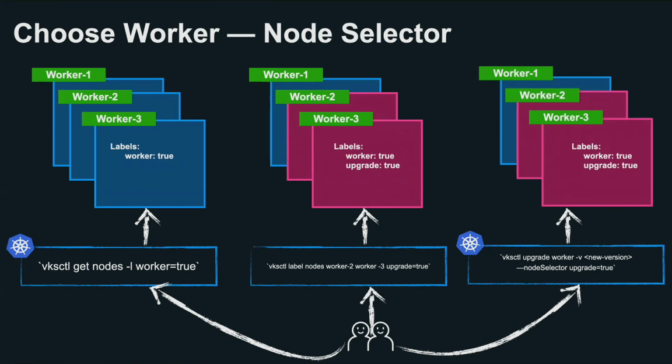One example here is that I used vksctl to label worker 2 and worker 3 with the label upgrade equals true. After I ran the final command, the vksctl upgrade worker command, both of them will be upgraded at the same time. So what happens in the worker upgrading process? Let me share it with you.